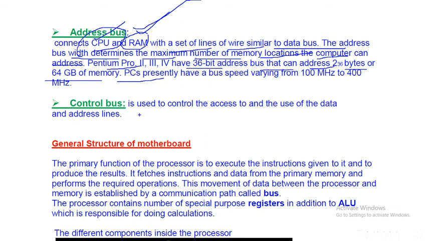So what do we mean by control bus? Control bus is used to control the access to and the use of the data and address lines. It is controlling the accessing of data and the use of the data. This is about data bus, control bus, and address bus.